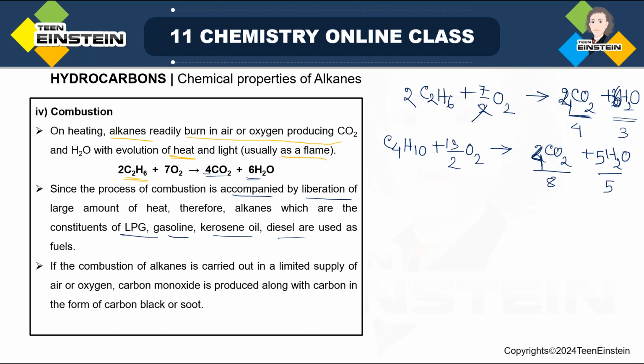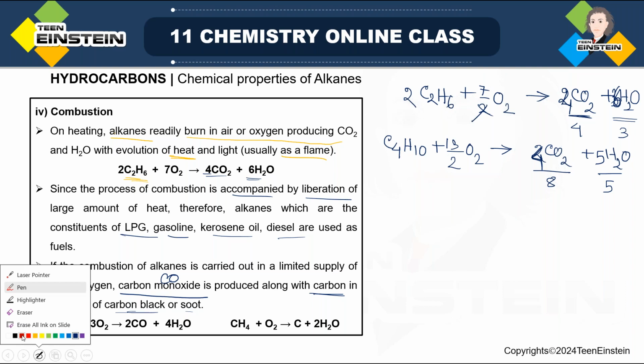If the combustion of alkanes is carried out in a limited supply of air or oxygen, which I was just saying in the first point, that instead of excess or full presence of O2, if you have a limited supply of oxygen, then instead of CO2, you get CO. But that is not a combustion product. Combustion means it is always CO2 and H2O, along with carbon in the form of carbon black or soot. Remember, there are different forms of carbon possible, allotropes. So this is the reaction when you have a limited supply.